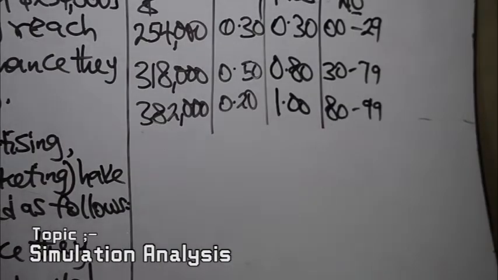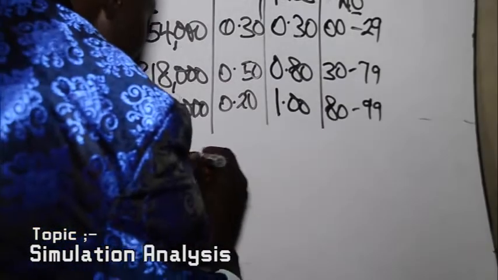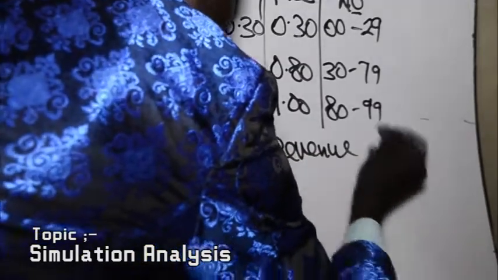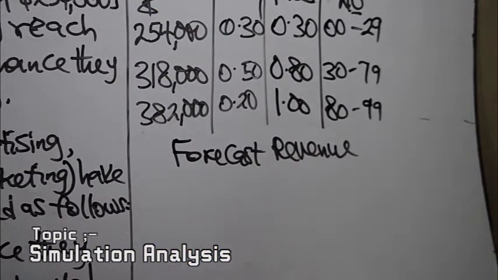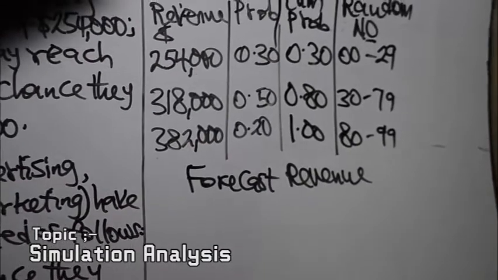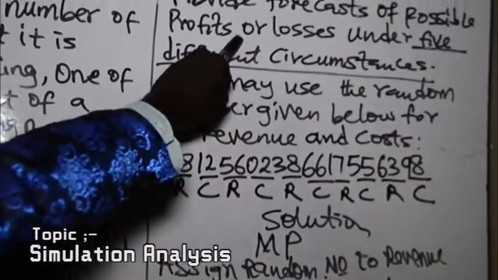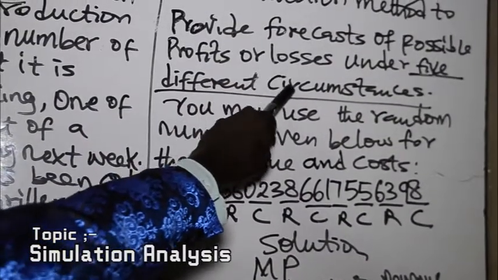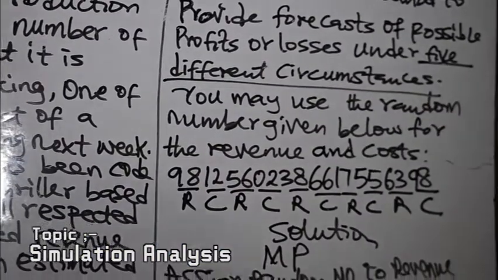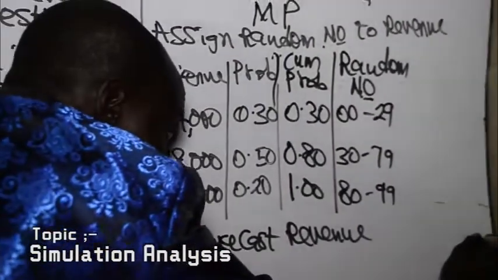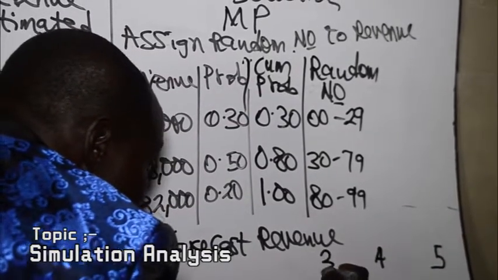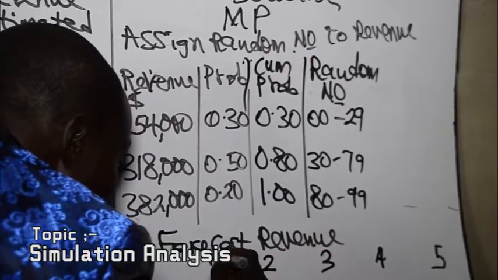Forecast revenue. You are to provide a forecast of possible profits or losses under 5 different circumstances. So that means you are going to have 5 circumstances: circumstances number 5, 4, 3, 2, and 1.